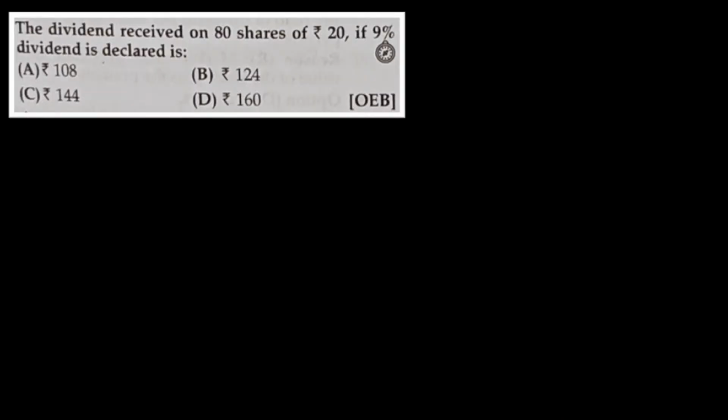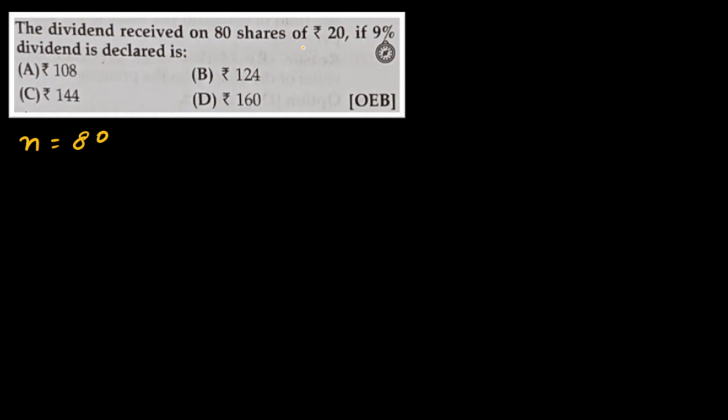Let's do the next question. In these questions also, always we'll write what is given to us and what we have to find. So the dividend received on 80 shares. 80 shares means how many shares we have. Number of shares is given to us as 80. See, with these shares, rupees is not mentioned, percent is not mentioned. That means it's just a number. So number of shares are given to us. Shares of rupees 20.